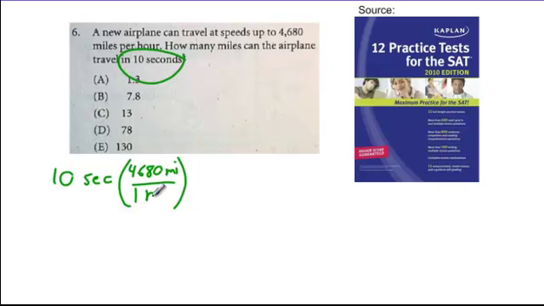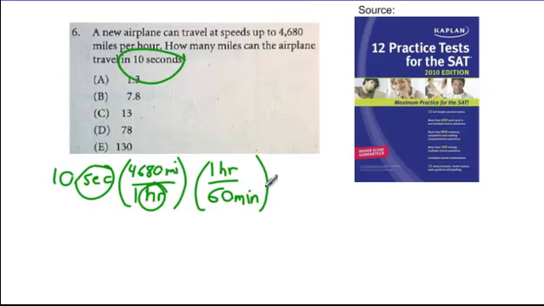We can make up for the fact that the units of hours and seconds don't match up by throwing in some more conversion factors. There's 1 hour and 60 minutes, and it's purposely arranged to make the hours cancel. And there's 1 minute and 60 seconds, purposely arranged with minutes on the top to make the minutes on the bottom cancel. So, we have hours on the top, hours on the bottom, minutes on the top, minutes on the bottom, and seconds on the top, seconds on the bottom. The only unit left is miles.